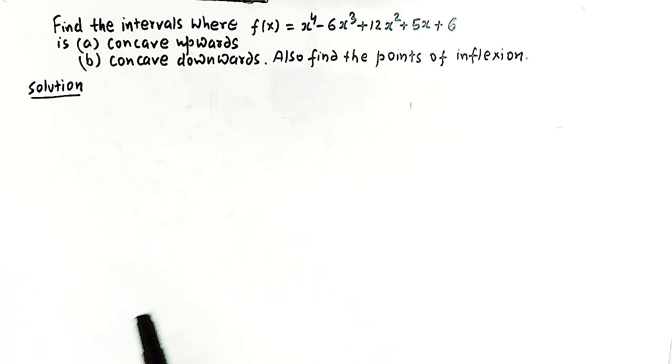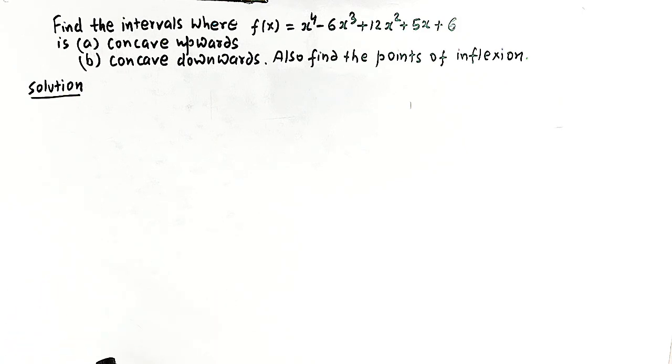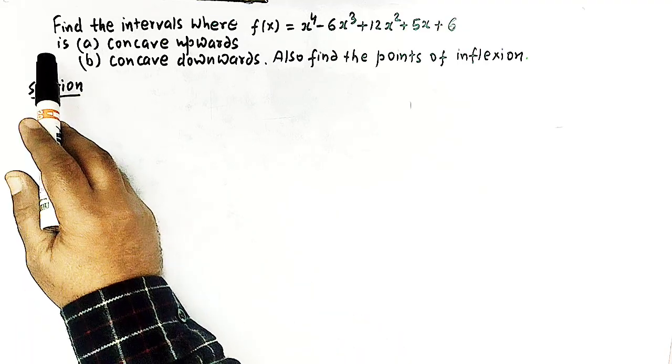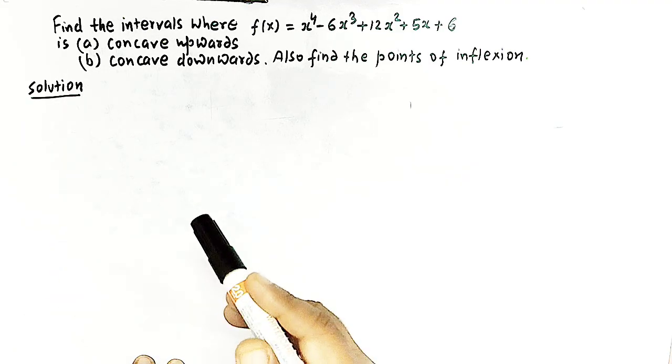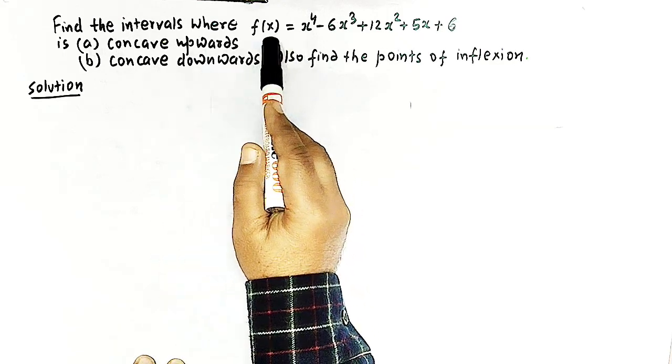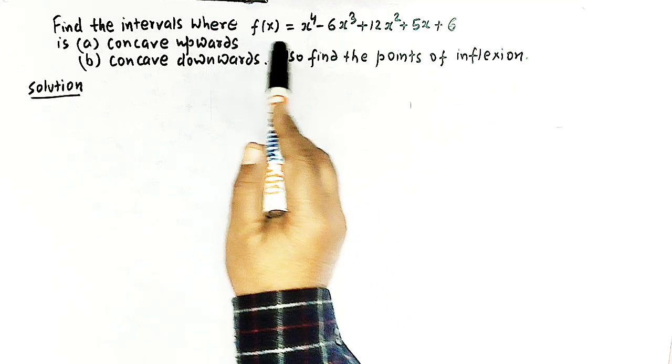So we have already discussed the concept of concave upwards and concave downwards, along with the concept of points of inflection, in our earlier videos. So here we'll solve this problem, and we'll see the working rule, how to find the range of values for which this function is concave upwards and concave downwards, and we'll also find the points of inflection of this curve.